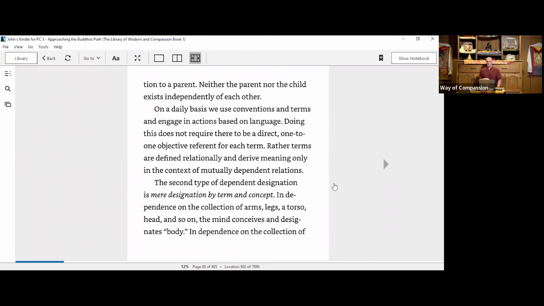The second type of dependent designation is mere designation by term and concept, in dependence on the collection of arms, legs. Boy, we just need to pause here for a minute, because this is a whole other 45-minute discussion. But most of you know, like if I have a cup, I don't have a cup here today, I like to use the cup thing. Even the idea of, if I have a cup, is it a cup or is it a mug? We really start getting as though it is this or that. But how we use it, we can use it differently.